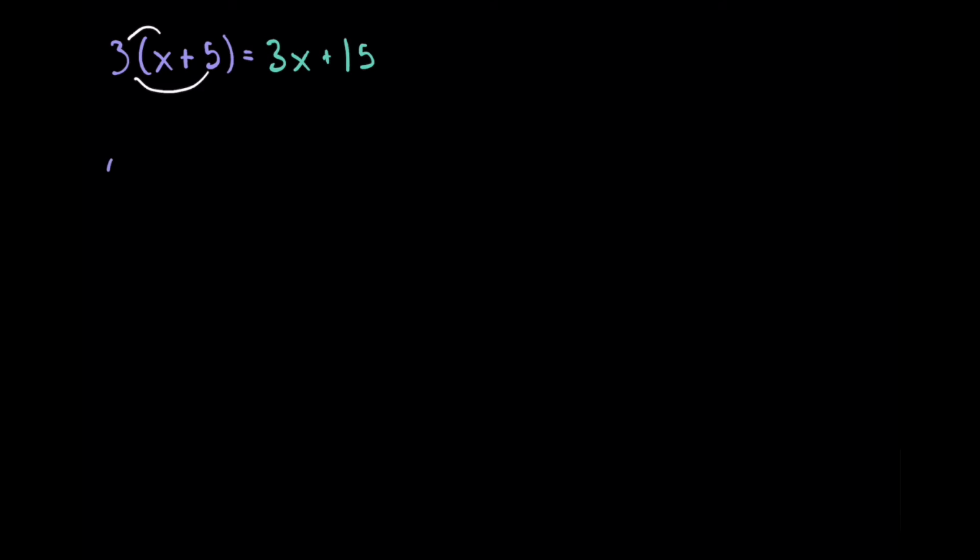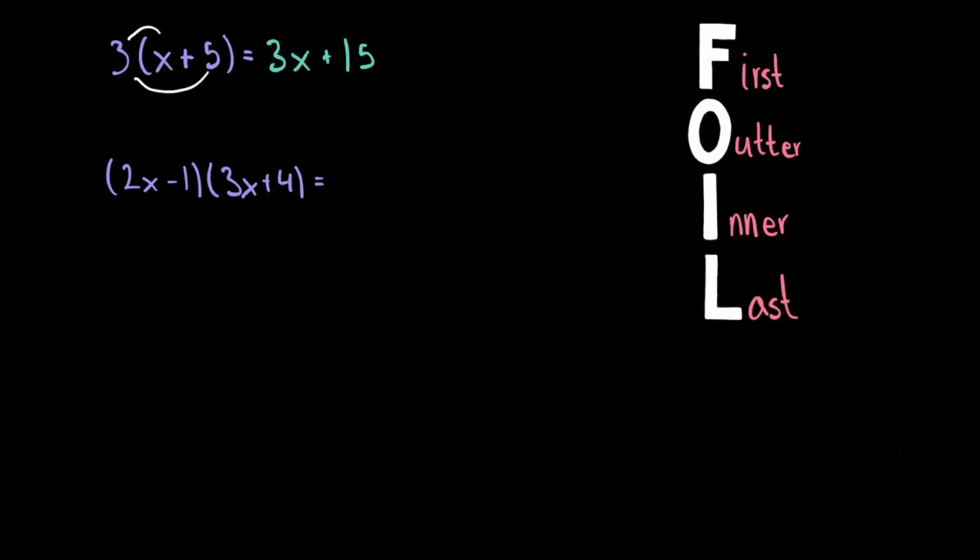Let's say the question is to expand 2x minus 1 times 3x plus 4. How do we do this? Well, in this question, we have slightly more terms than in the question above, so this might get a little more complicated. And to help us keep this problem organized and not messy, we use this acronym called FOIL. Basically, FOIL tells us the order in which you want to multiply the terms in the two expressions to help us keep track of everything.